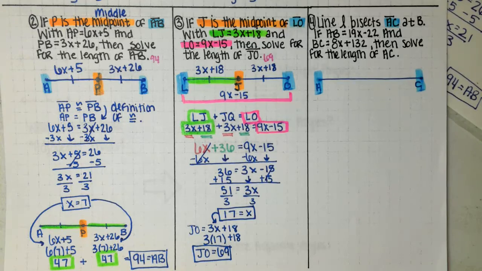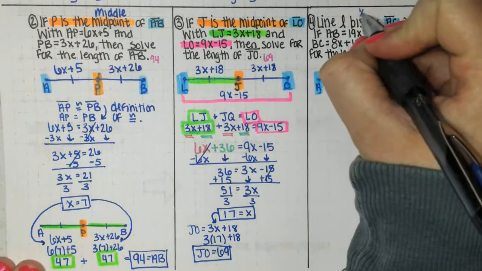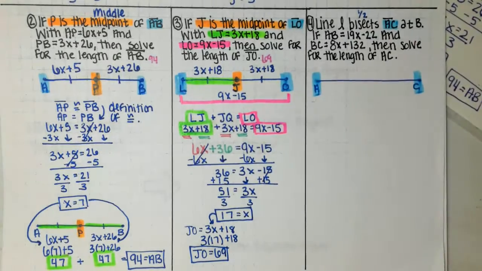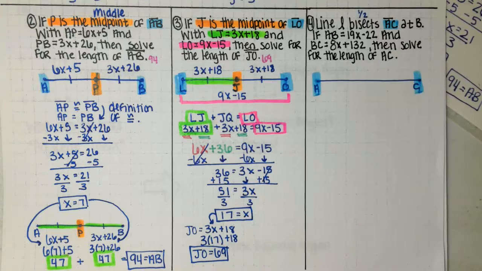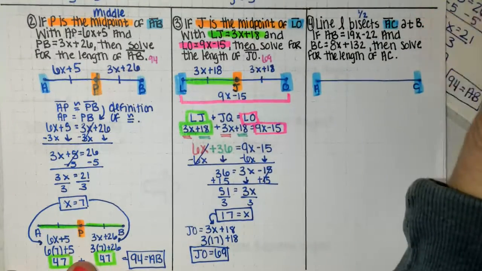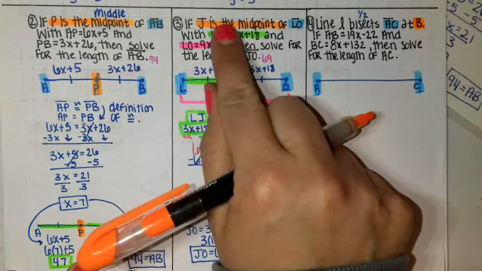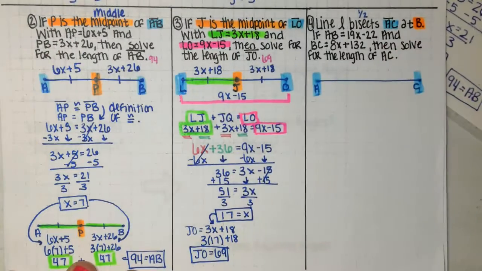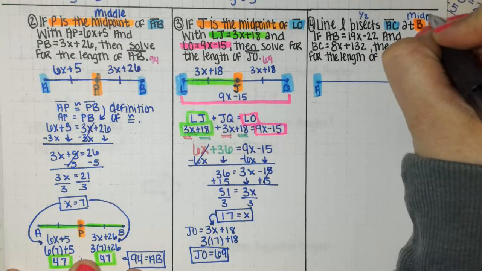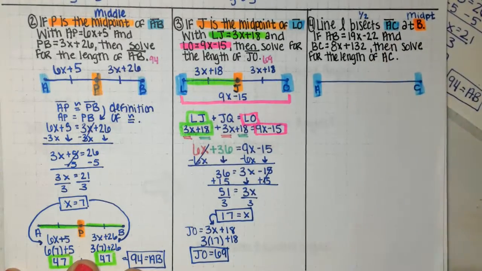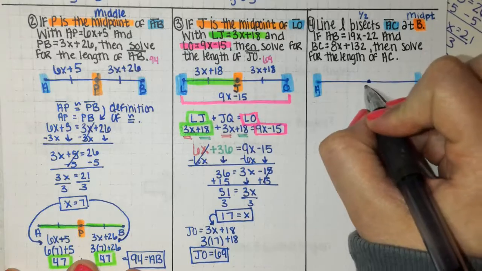It tells you that line L bisects, and the word bisect means to cut in half, just like midpoint means middle. Bisect means to slice in half. It goes through the middle at B. Now, what that means is this point B is the midpoint. Point B is the midpoint. So I'm going to kind of abbreviate midpoint here. Mid-PT. Which means point B is in the middle.